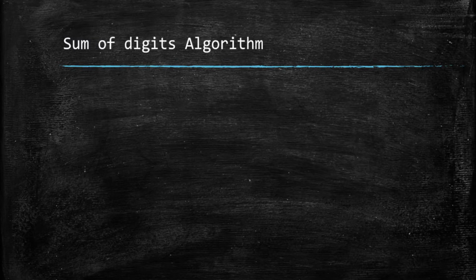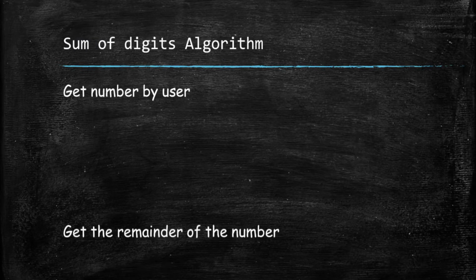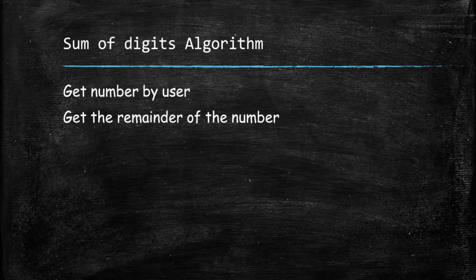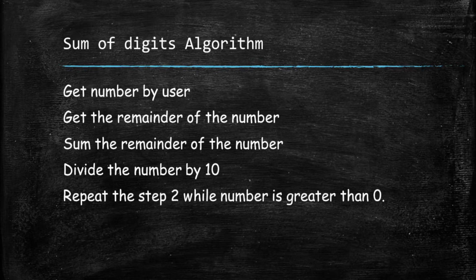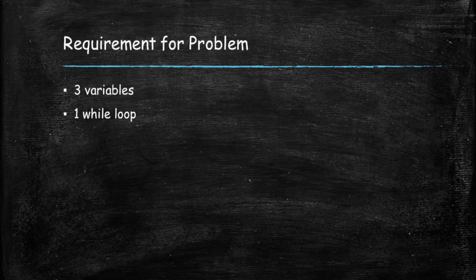To make this program, first we will get the number from the user. Then we will take out the remainder of that number and keep adding that remainder in a sum variable. Then we will divide the number by 10. We will look in a second at how that will help us make this program, and then we will use a while loop and it will keep on running until the number becomes 0. So to make this program we will need 3 integer variables and 1 while loop.